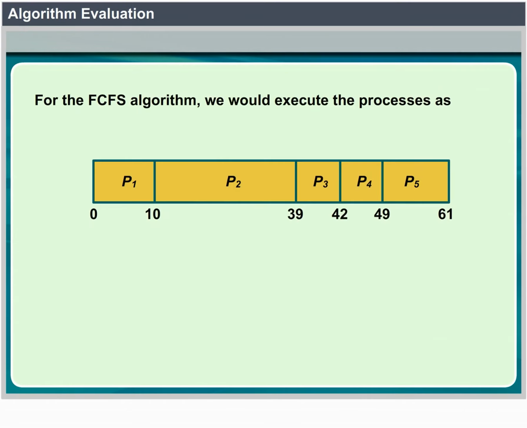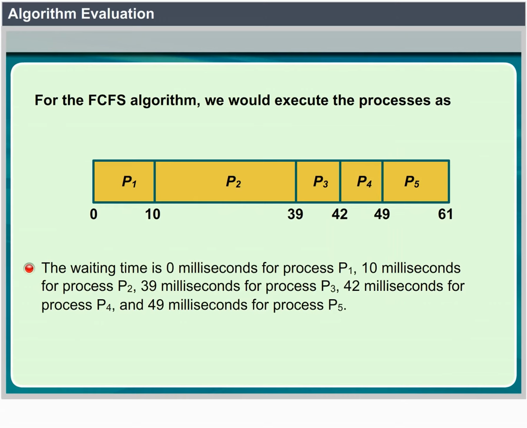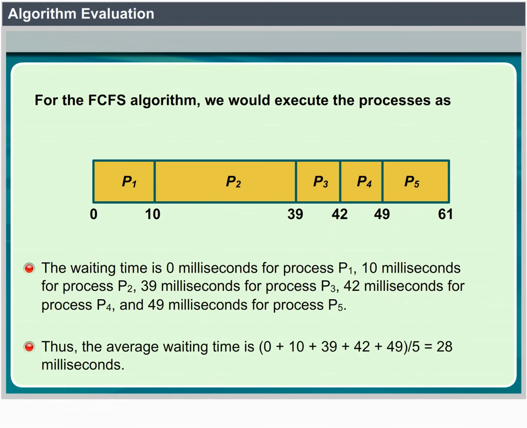For the FCFS algorithm, we would execute the processes as: the waiting time is 0 milliseconds for process P1, 10 milliseconds for process P2, 39 milliseconds for process P3, 42 milliseconds for process P4, and 49 milliseconds for process P5. Thus, the average waiting time is 0 plus 10 plus 39 plus 42 plus 49 divided by 5 equaling 28 milliseconds.